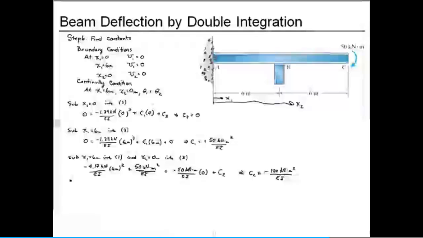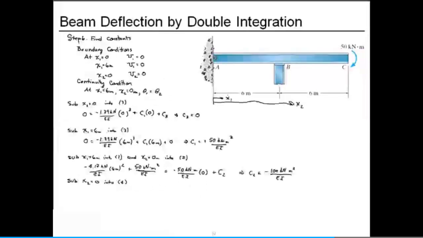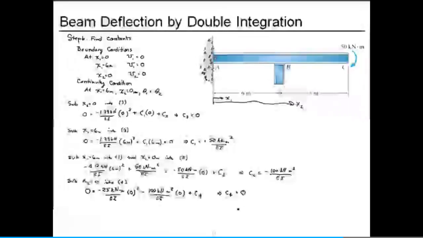So let's use our last boundary condition, and we'll substitute x2 equals 0 into equation 4, along with the constant C2 that we already have. We found this to be equation 4. Since the deflection at that point is 0, we have 0 equals a minus 25 kilonewton meter over I, x2 is 0 squared, minus constant C2, a minus 100 kilonewton meter squared, over EI times x2, but that's 0, plus constant C4. Well, all the other terms drop out. C4 must equal 0.